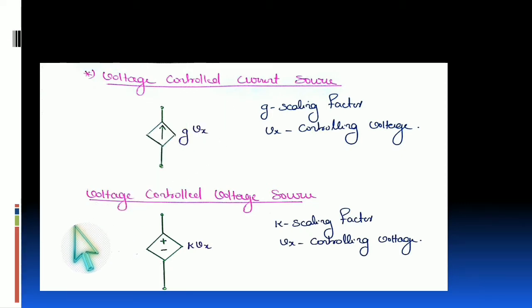Next we have voltage controlled voltage source. This is simple and the source quantity is defined as K into Vx, where K is a dimensionless constant and Vx is the controlling voltage defined at some other location in that particular network. What about this source? Here we have a voltage source which is controlled by another voltage. So it is known as voltage controlled voltage source.